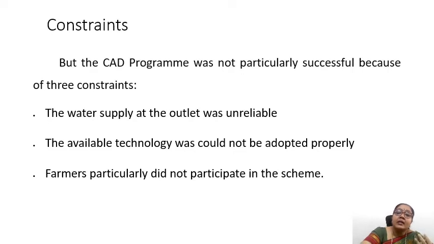So what are the constraints that we see? The CAD program was not particularly successful because there were three constraints. There were some problems or issues that came along with this program. The first one was that the water supply at the outlet was unreliable. You don't know actually how much water you are letting out. The available technology could not be adopted properly, and the farmers particularly did not participate in this scheme. They were not comfortable, so they did not participate in this particular scheme introduced by the government.